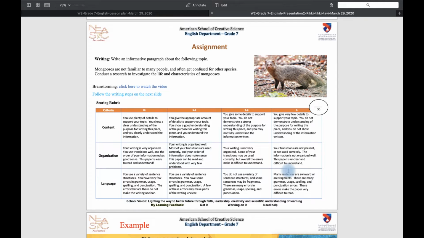Here, I want you to write an informative paragraph about the life of the mongoose. The assignment says mongooses are not familiar to many people and often get confused for other species. Well, honestly speaking, I myself got confused. When I first saw the mongoose, I thought it's some kind of a hedgehog or a porcupine. I don't know how much you know about the mongoose. That's why I want you to write an informative paragraph about the real mongoose, not Rikki Tikki Tavi. I want the real mongoose.